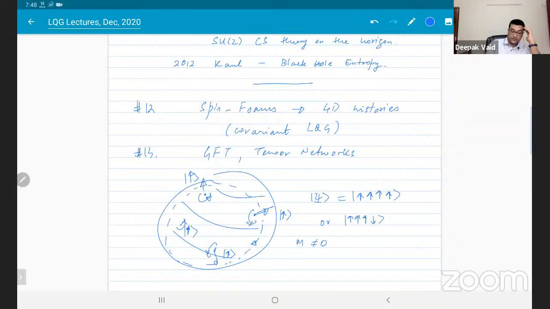So m is not equal to 0. M, which is the sum of all the magnetic quantum numbers, is not 0 for this psi, right? Now, the problem is that if I look at this kind of state in this spin network picture, these states are not gauge invariant. So the Gauss constraint is not satisfied by these states.